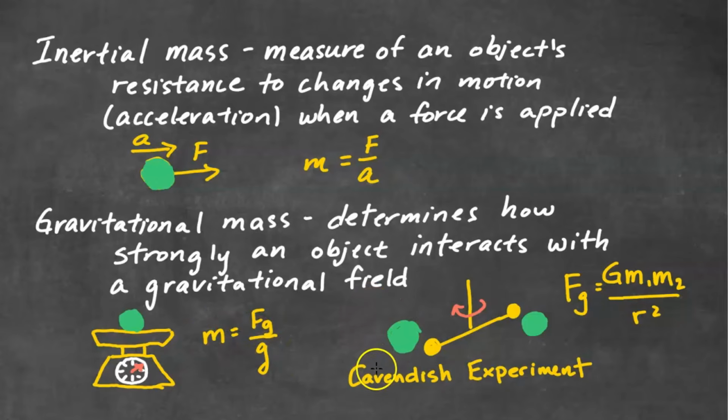We could also do an experiment like the Cavendish experiment, and using this, we can measure the gravitational force between the spheres. We know the gravitational constant, and if we know one of the masses, either the green or the yellow sphere, and we know the distance between the spheres, we can calculate the mass of the other sphere, and that mass would be its gravitational mass. Now, experimentally, the inertial mass and the gravitational mass are always found to be numerically equivalent. So although we have different ways of measuring these masses, the numbers associated with these masses are always the same.